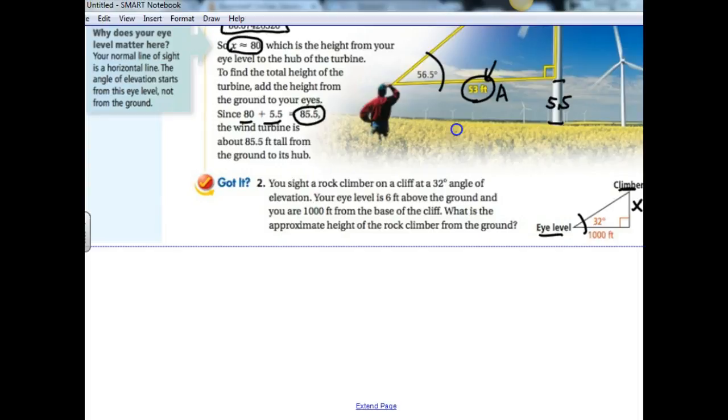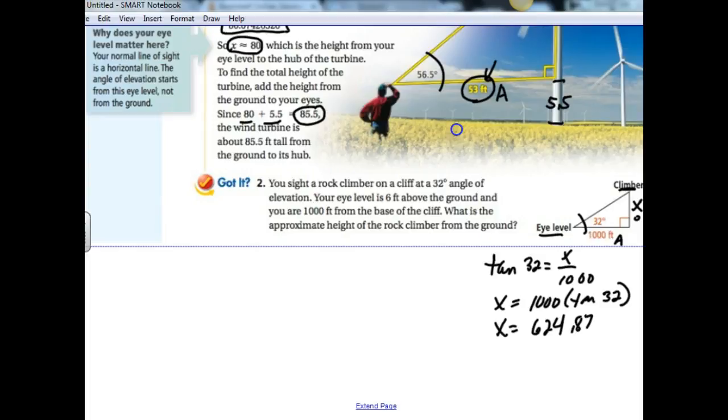Well, again, because that's opposite over adjacent, we're going to use tangent. So we're going to set this up by saying the tangent of 32 degrees is going to be x over 1,000. So x is simply going to be 1,000 times the tangent of 32, and make sure you're in degree mode before you do this. What you find out is that the answer is approximately 624.87, or sometimes you could just say it's close enough to 625 feet high is where the climber is.